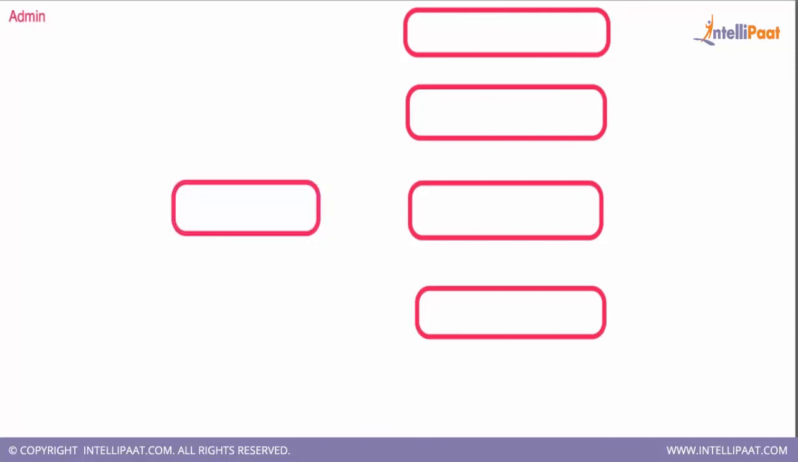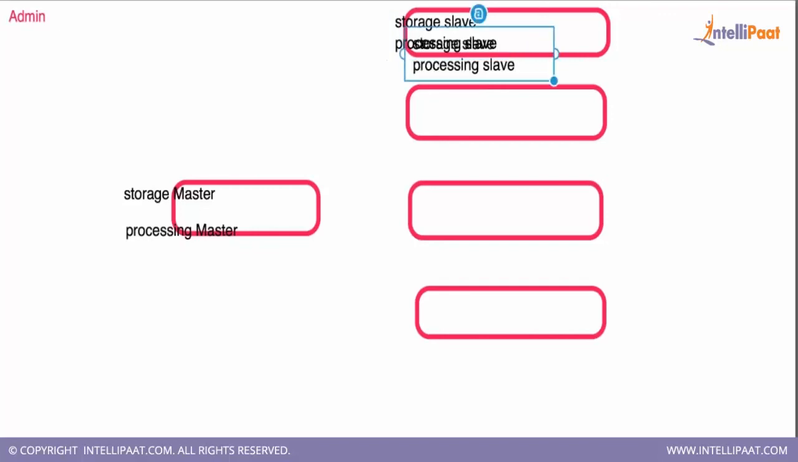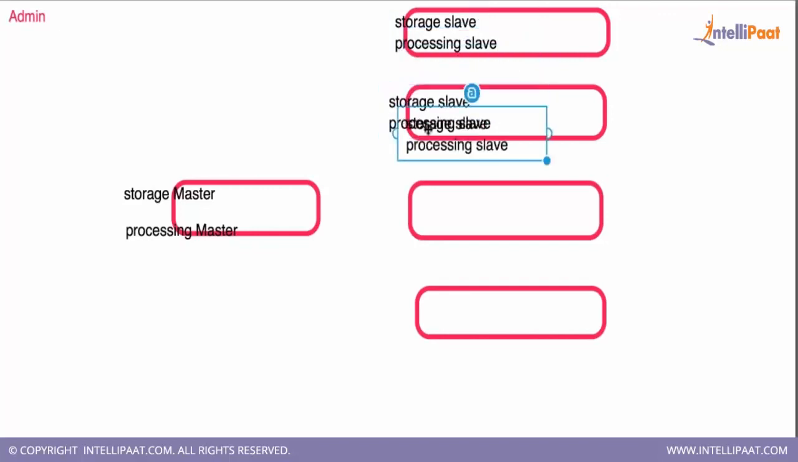And Hadoop is all about storage and processing. So on the master, he installs the storage master, and on the master he again installs the processing master. Now, on the slaves, he installs the storage slave and the processing slave. So on all slaves, he's installing this.